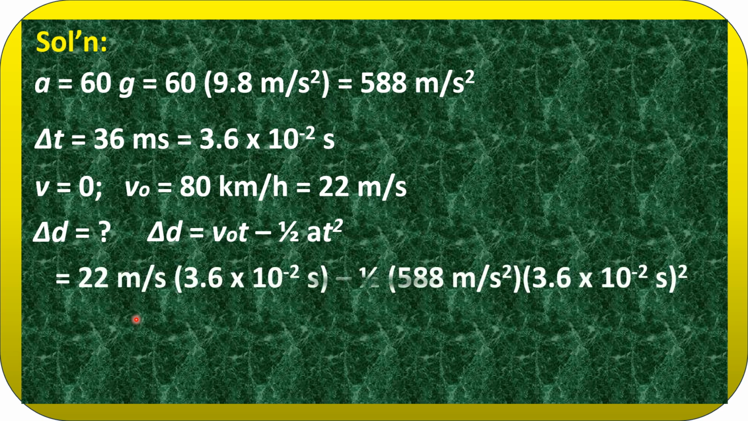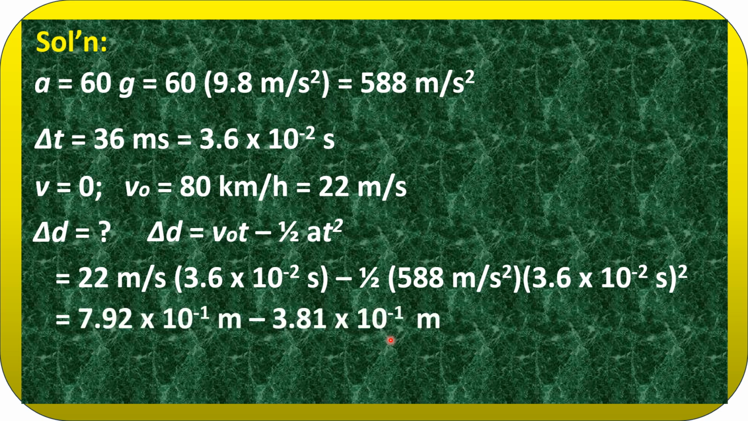Okay, 22 meters per second, that is the initial speed of the car, and hence of the driver's upper body, multiplied by the time 3.6 times 10 to the negative 2 seconds, and minus 1 half of the acceleration 588 meters per second squared multiplied by the square of the time 3.6 times 10 to the negative 2 seconds. So doing our math, we will get the value of delta D.